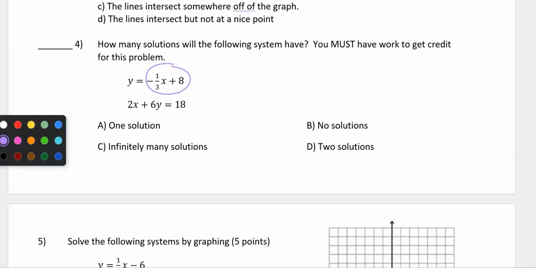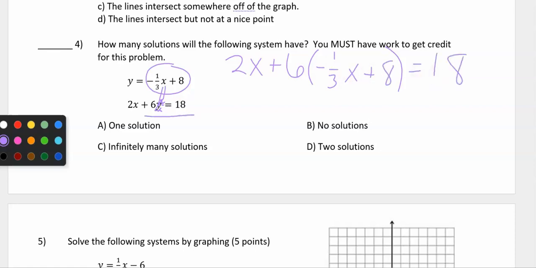So what I'm going to do here is take that negative 1/3 x plus 8, which I know we don't like, but we're going to deal with the fraction. And I'm going to substitute that in where y is. So I'm going to rewrite that second equation: 2x plus 6. Next to the 6, I'm going to put parentheses, negative 1/3 x plus 8. Close the parentheses. Then finish the rest of it, equals 18.